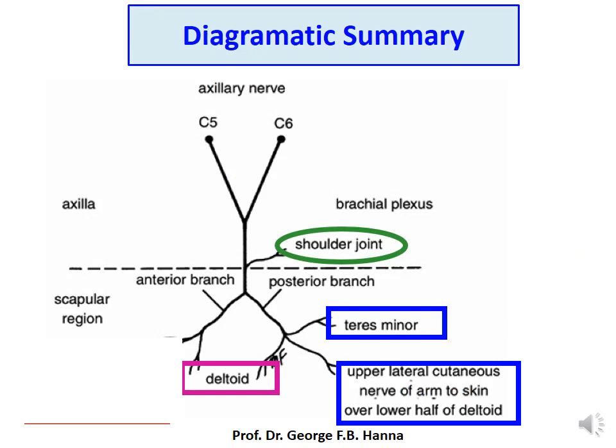This is a diagrammatic summary of the axillary nerve. Let us begin from above downward. Here, this is the axillary nerve, the root value of which is C5 and C6. The nerve trunk supplies the shoulder joint, which is surrounded by the oval in green, and then it divides into anterior division and posterior division. Anterior division supplies only deltoid, posterior division supplies teres minor plus deltoid again, and then it terminates by the upper lateral cutaneous nerve of the arm to skin over the lower half of deltoid.